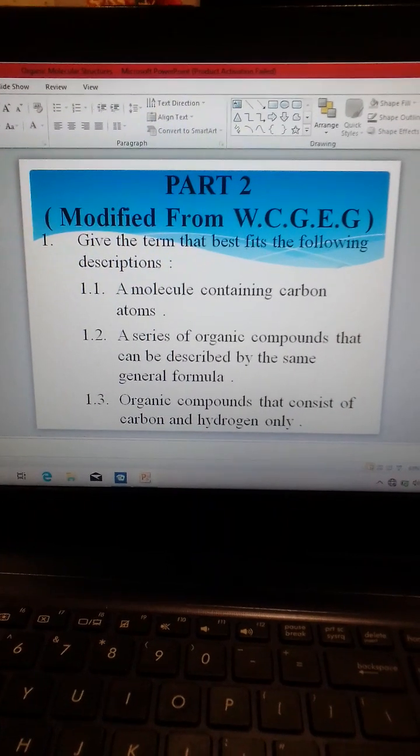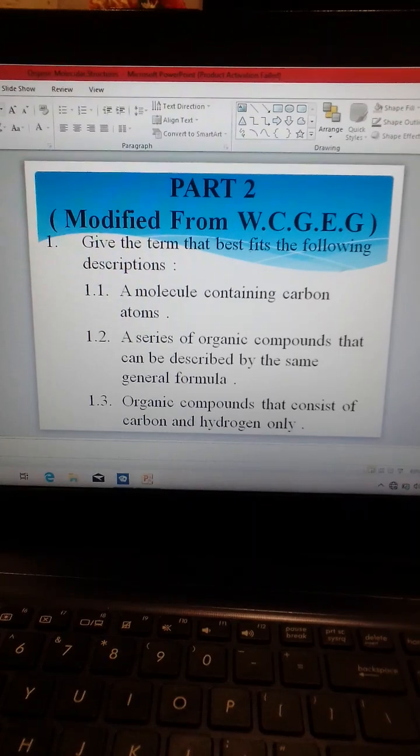Please take this down. I modified it from the Western Cape Government Educational Guidelines.